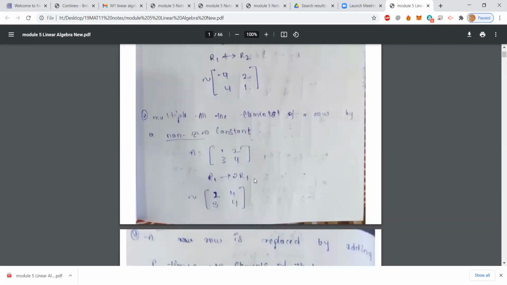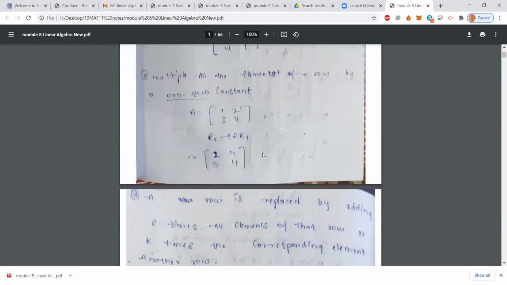The second operation, multiply all the elements of a row by a non-zero constant. The matrix A is given as 1, 2, 3, 4. The operation is R1 should be replaced by 2 into R1. That means you need to multiply all the elements of the first row by the non-zero constant 2. So the resultant will be 1 into 2 is 2, 2 into 2 is 4. The second row will be as it is.